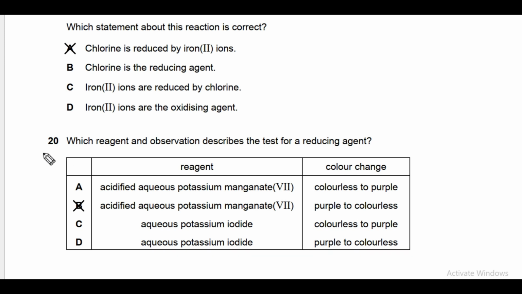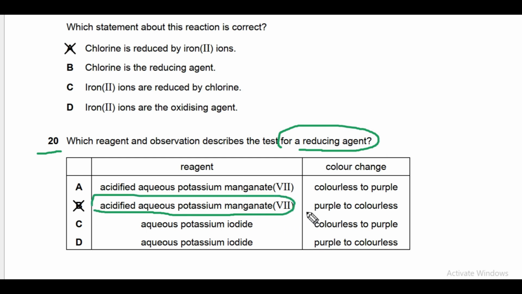Now 20. Which reagent and observation describe the test for a reducing agent? So acidified potassium permanganate(VII), it goes from purple to colorless. So any reducing agent, if you add it to acidified potassium permanganate, reduces the potassium permanganate, so the color change will be purple to colorless.